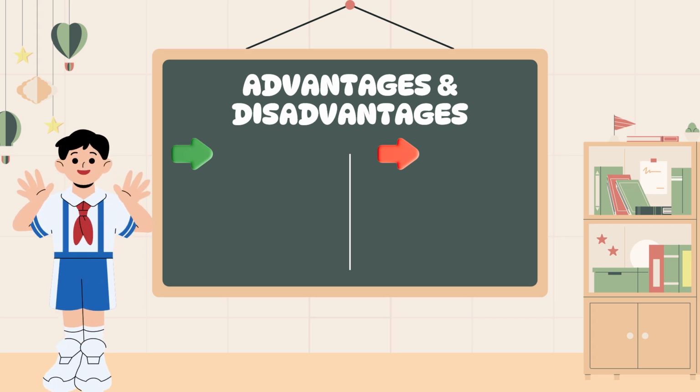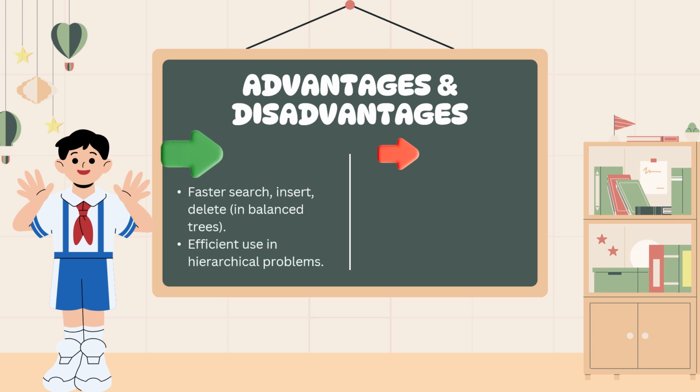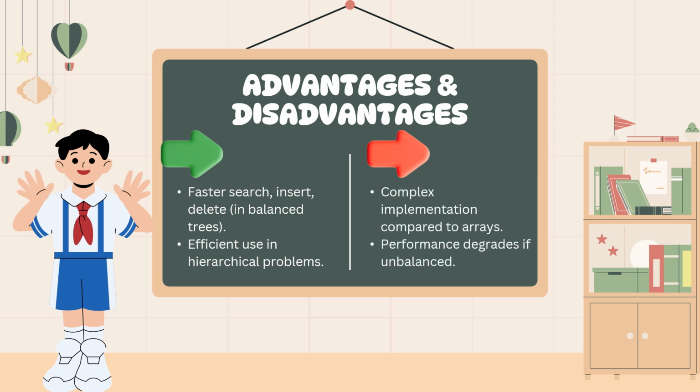Now, like any data structure, binary trees have their advantages and disadvantages. Let's talk about their advantages first. They allow faster searching, insertion, and deletion compared to arrays, especially in balanced trees. They are ideal for representing hierarchical relationships. Now, the disadvantages: the implementation is more complex than arrays. If the tree becomes unbalanced, performance can degrade significantly.